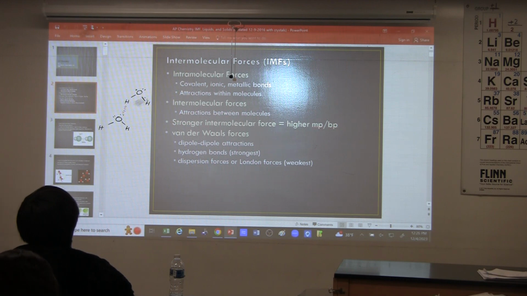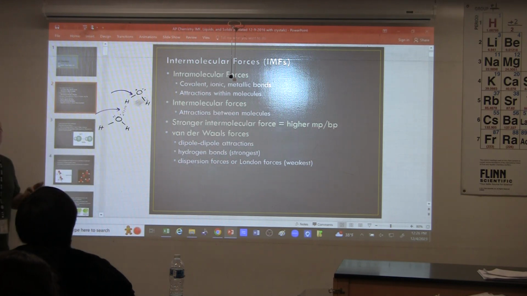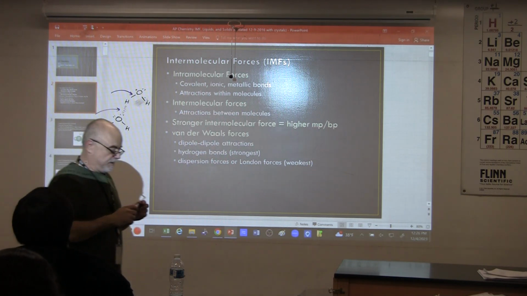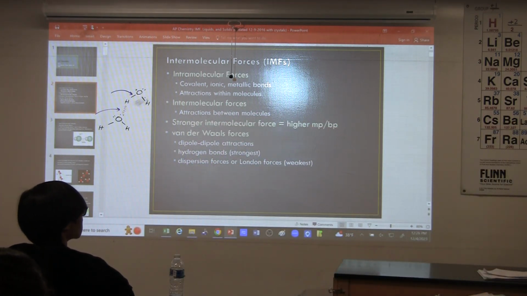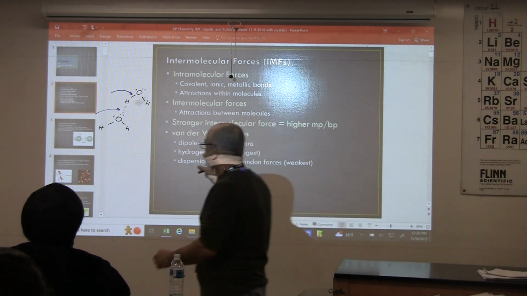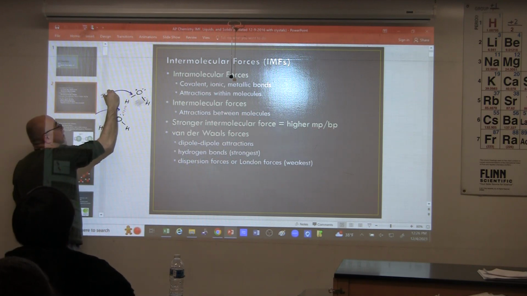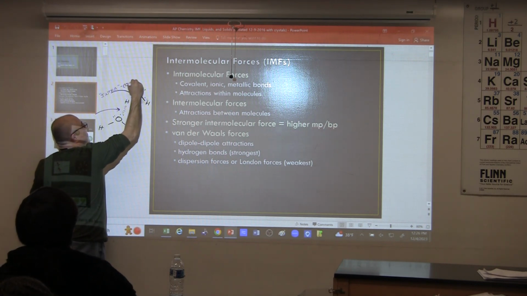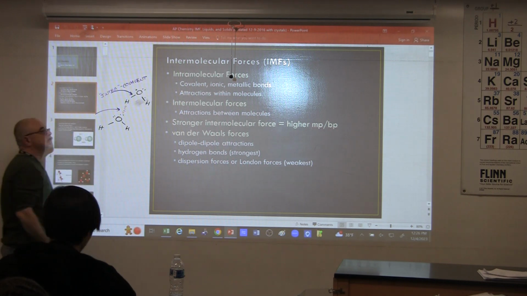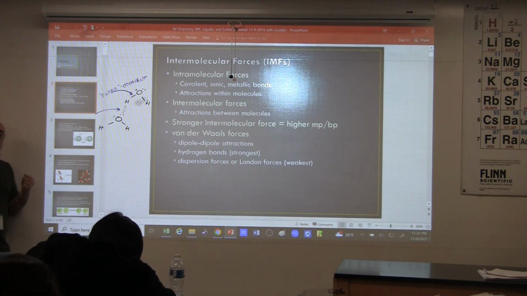Which force, if I point to two forces, I'll point to this one and I'll point to this one. Which one of these two is intramolecular, within the molecule? Which one? The first one, the top one, or the lower one? Which is the one within the molecule? The top one. So this is intramolecular. And so things like a covalent bond exist within molecules. For example, ionic bond would be intra, metallic bond would be intra.